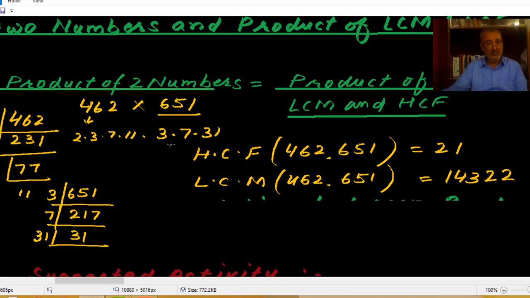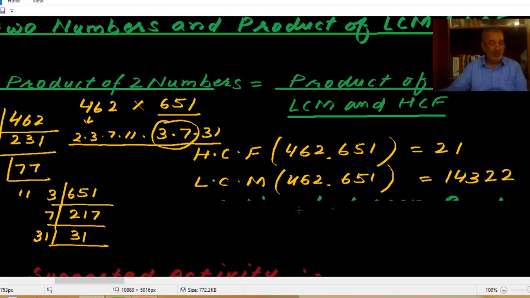Are you sure? Yes or no? Product of these prime numbers. And what is this product? Can you remember? This 21 is here and the product of the remaining numbers is here.